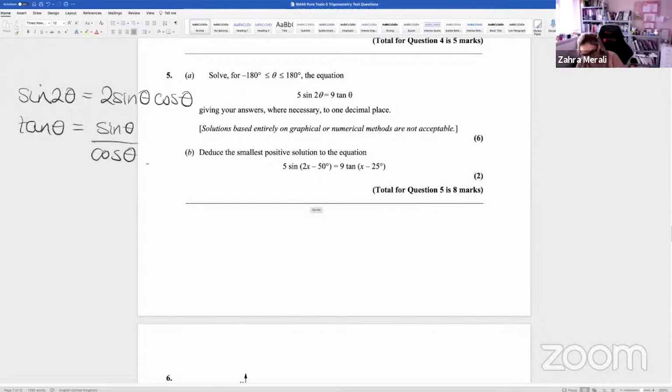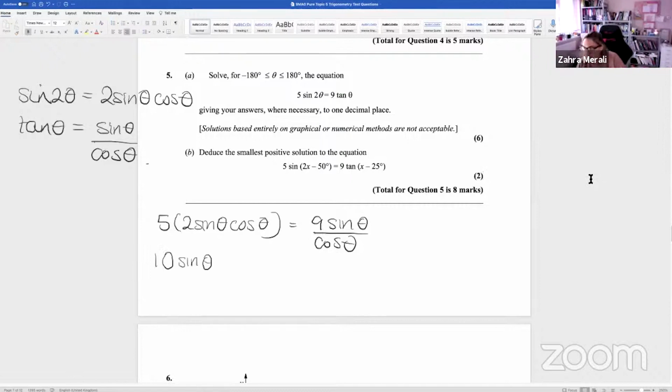So we're going to replace everything. We end up with 5 times 2 sine theta cos theta equals 9 sine theta over cos theta. I'm going to multiply up the cos theta, and that's going to give me 10 sine theta cos squared theta equals 9 sine theta. Now, the important thing to do here is you can't just cancel out your sine theta from both sides.